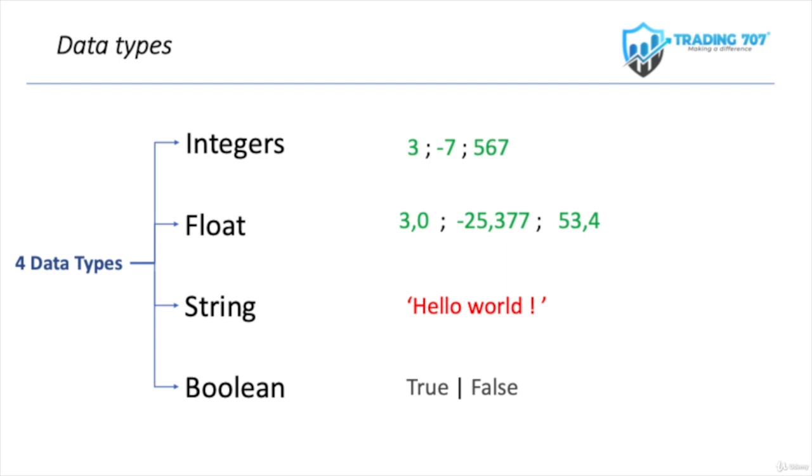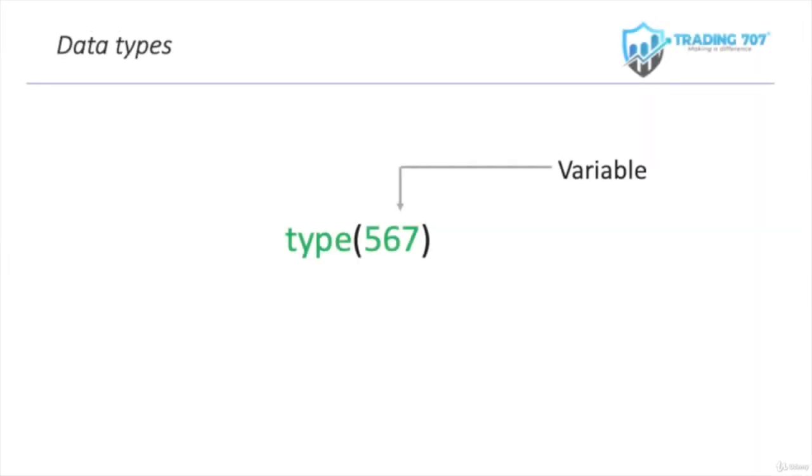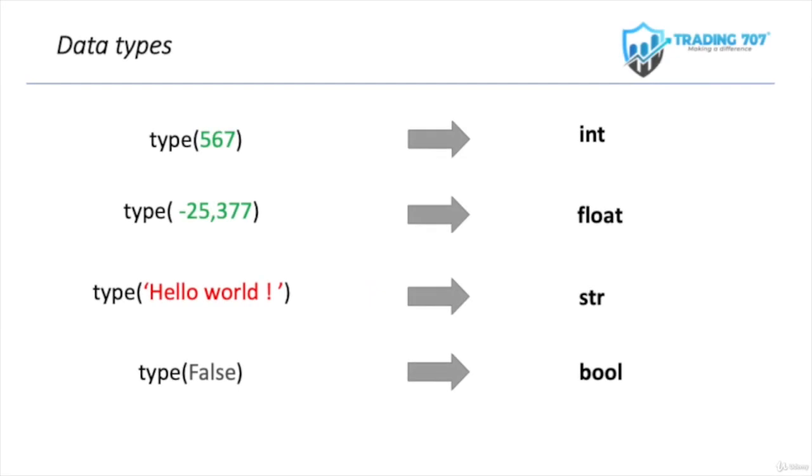It's important to be aware of the fact that at any time you can check the data type of any variable by executing the following command. In this case, the output will be int, which refers to integers. In this last image, you can have a full recap of the different outputs that you will have in Python by executing the command type.